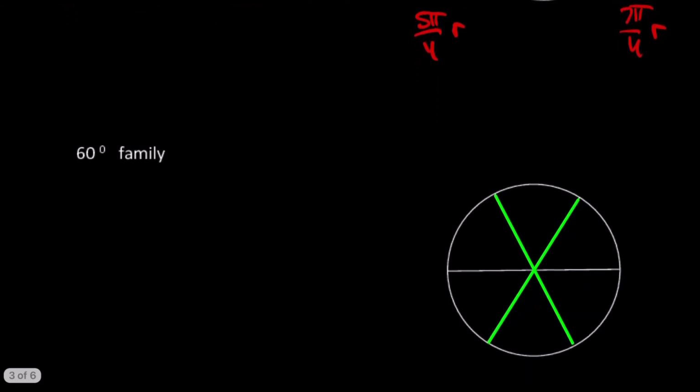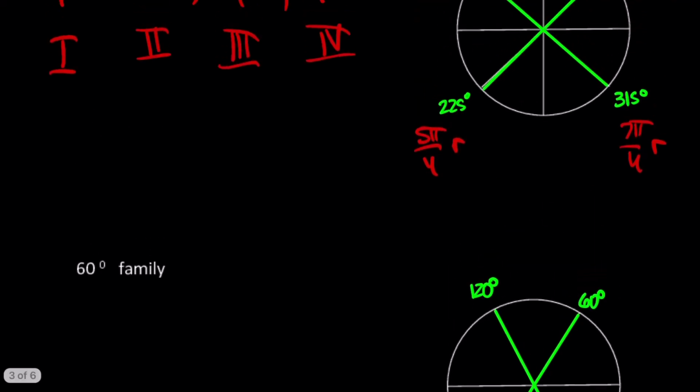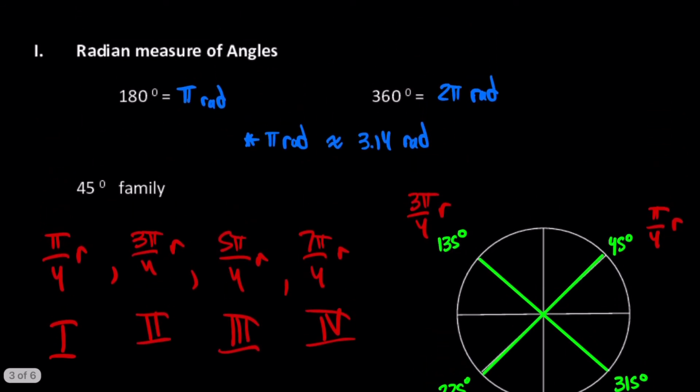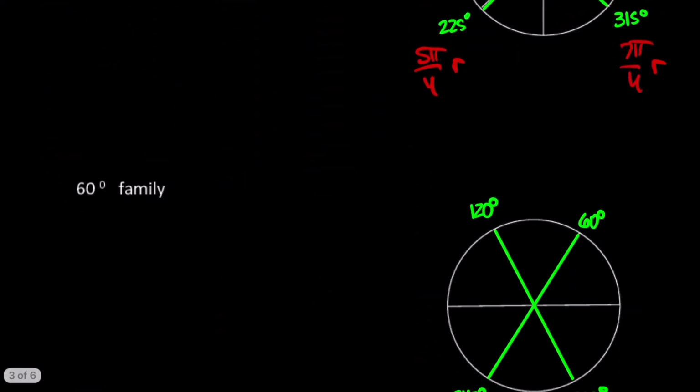Okay, let's go through our 60-degree family a little bit quicker. Same concept, so let's talk about our 60-degree angles. That's 60 degrees. This would be 120 degrees. This one would be 180 plus 60, so 240. And then this one would be 300. Now, how does this work? Well, if you think about this concept up here of 180 degrees equaling pi radians, 60 is the same as 180 divided by 3, so 180 degrees would equal pi radians divided by 3. So 60 degrees is pi over 3 radians.